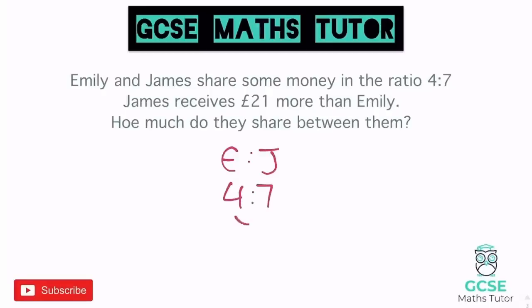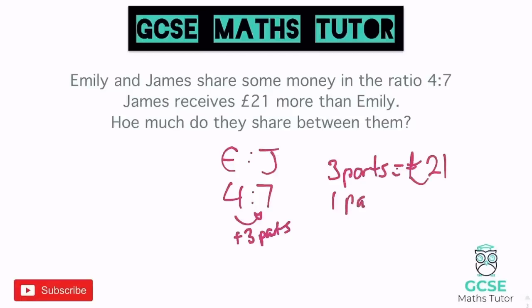And if we look at these two numbers here, from 4 to 7 is an extra 3 parts. There you go, it's an extra 3. So that extra £21 is 3 parts. So if 3 parts of this ratio equals £21, then 1 part must be, to divide that by 3, must be £7. And from there we can work out how much they both receive.